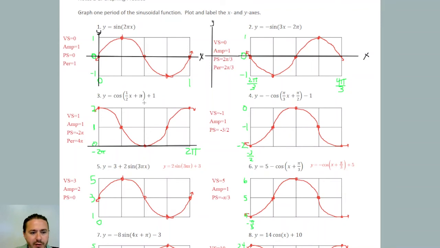What just happened there? I'm not sure exactly what happened there. Okay, so here's my x, here's my y. Oh, that's kind of weird. But yeah, there we go.